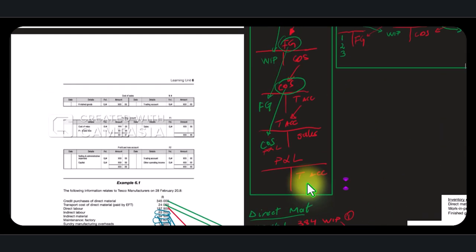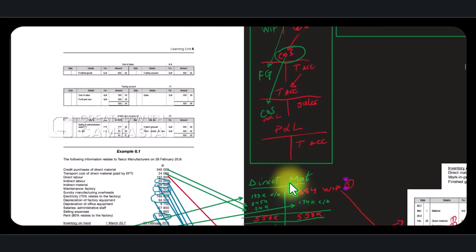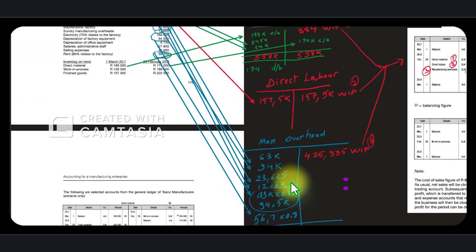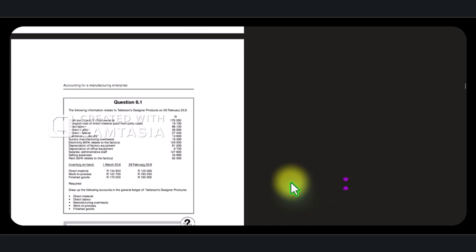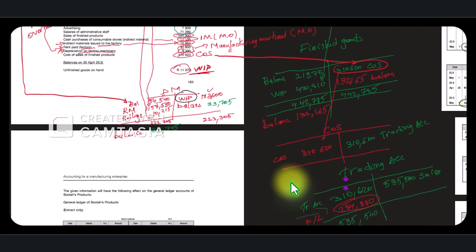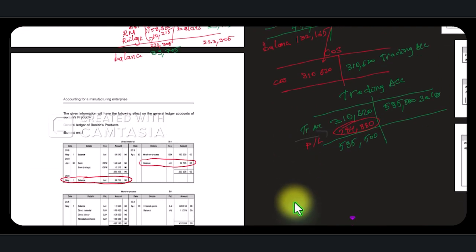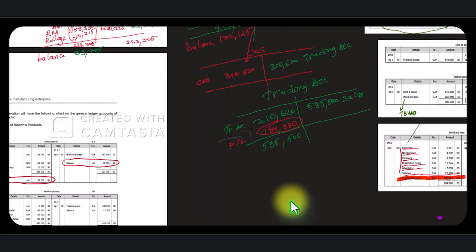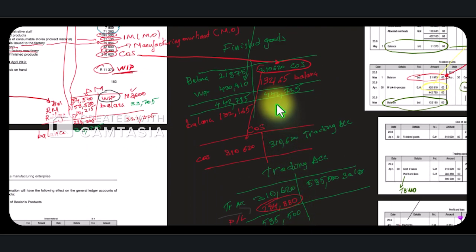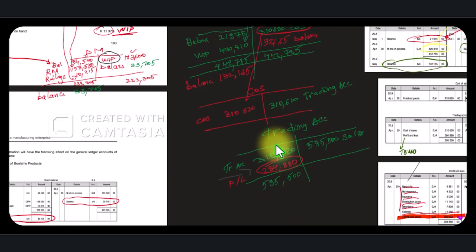We need to balance the finished goods and the trading account. Let me remind you again, there is a reason why we're including the trading account: we need to cover the cost of sales in order to determine whether we made a profit or a loss. That's why you will have cost of sales that came from the finished goods, and on the other side this needs to be traded and matched in order for us to break even.